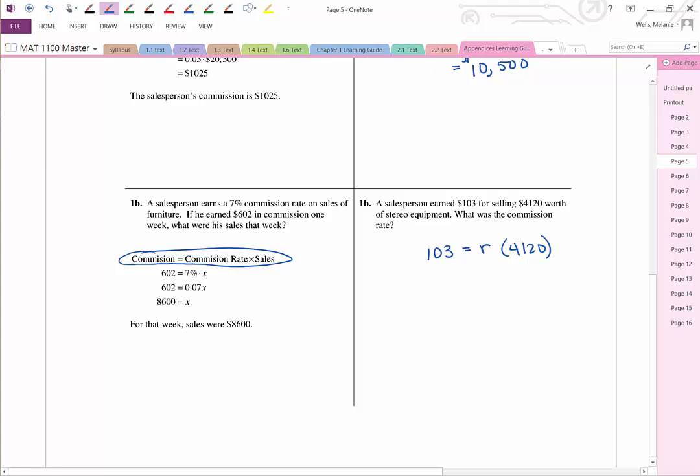Now to solve for R, we're going to divide both sides by 4,120. And in doing so, these will cancel out, and I end up with 103 over 4,120. So if you put that in your calculator, you'll get a decimal value of 0.025, which as a percentage, I'd move the decimal place 2 places to the right, and I'd have 2.5%.